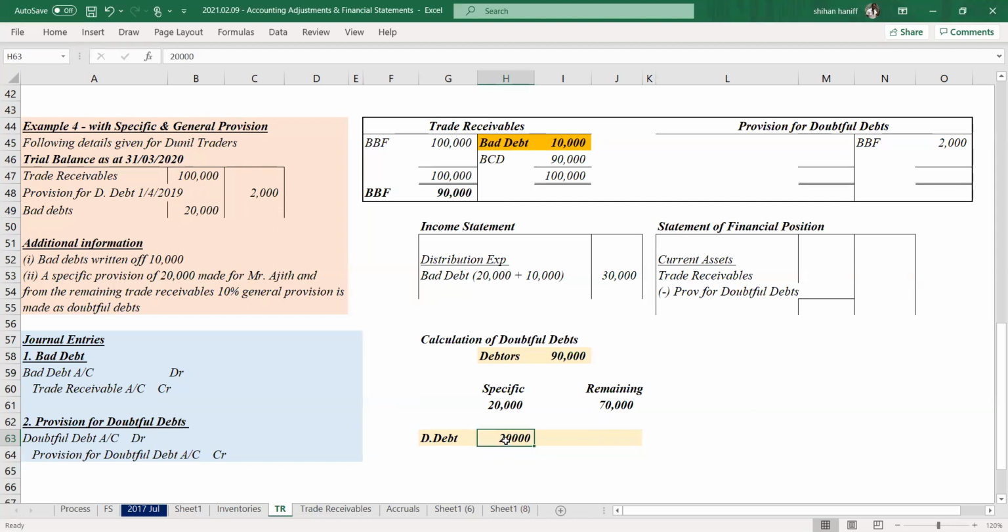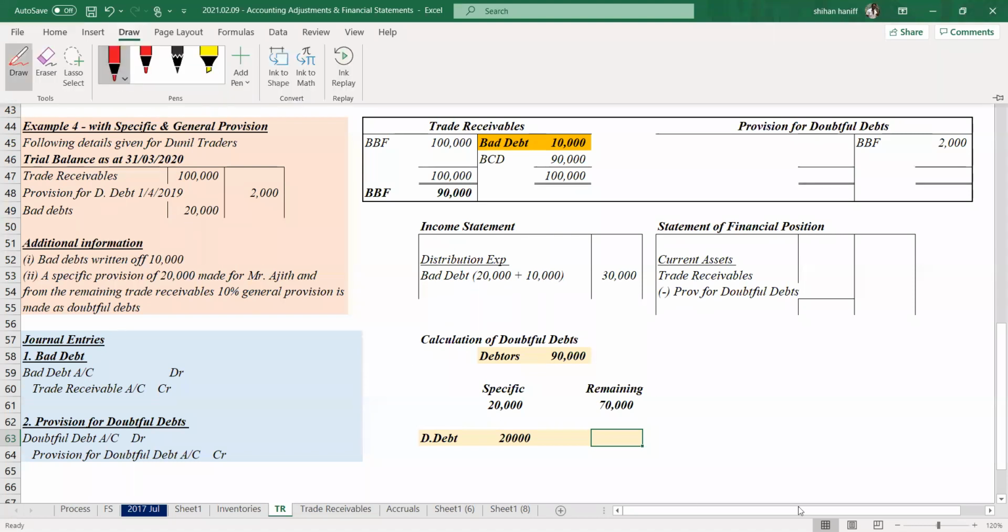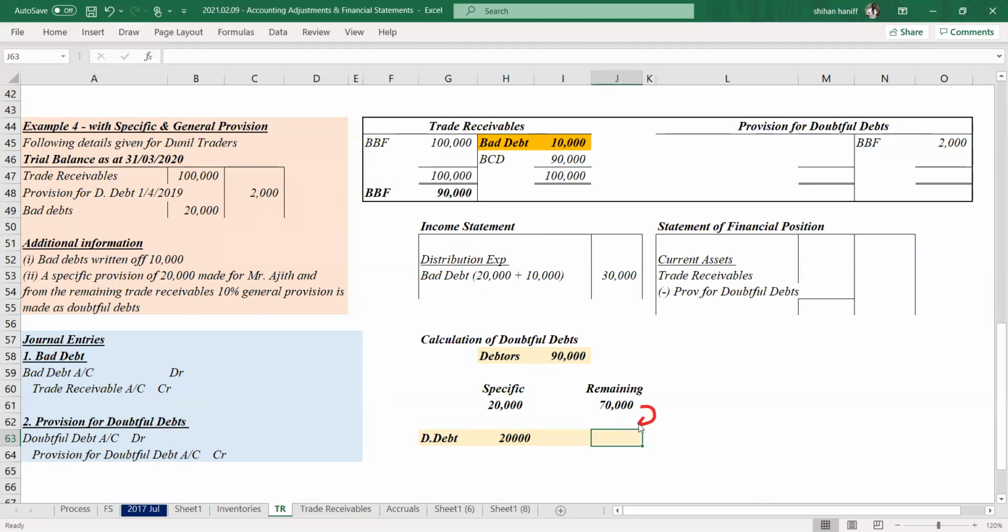The entire 20,000 is a specific provision, and from the remaining, we have to make only 10%. So if you take 10%, that's 7,000. So the total doubtful debt will be 27,000. Total doubtful debt will be 27,000.